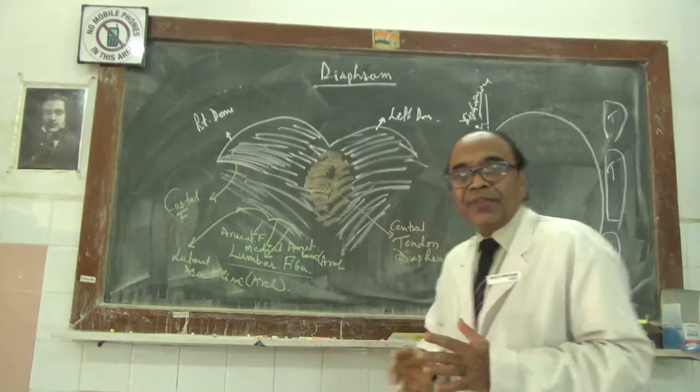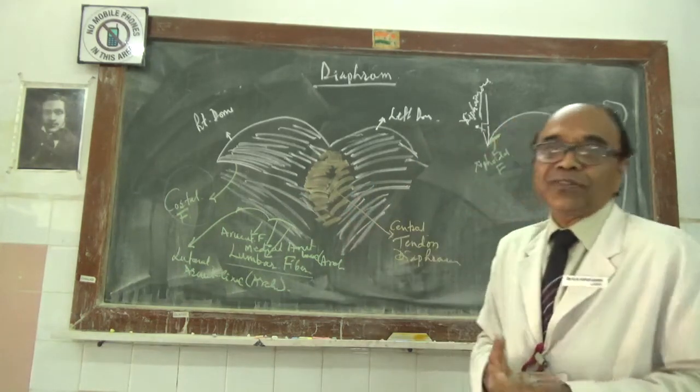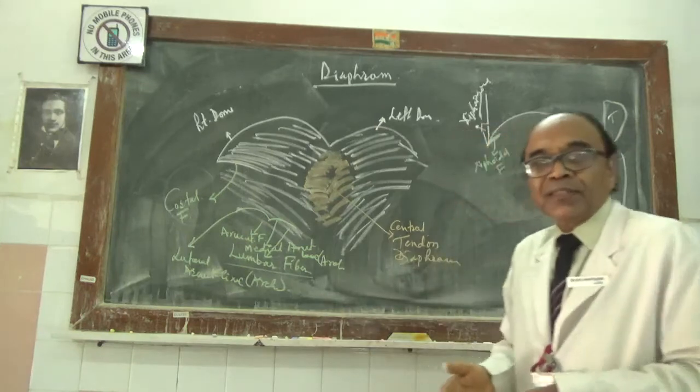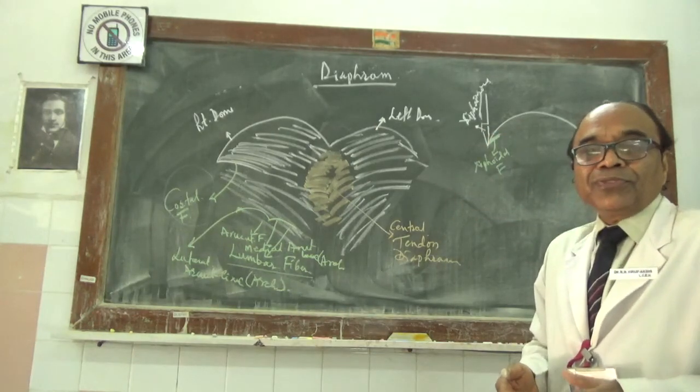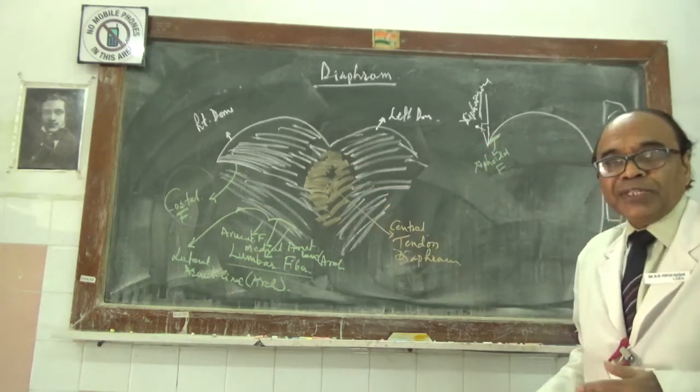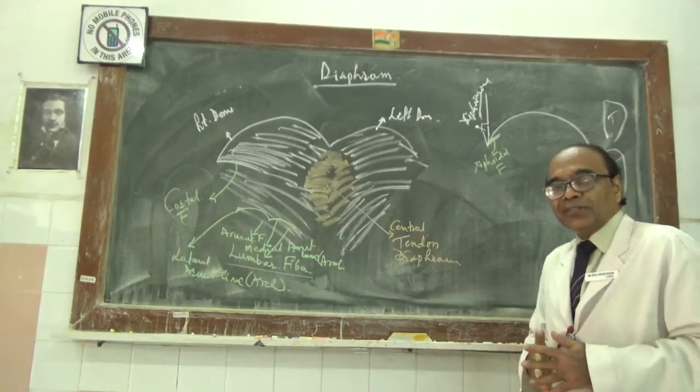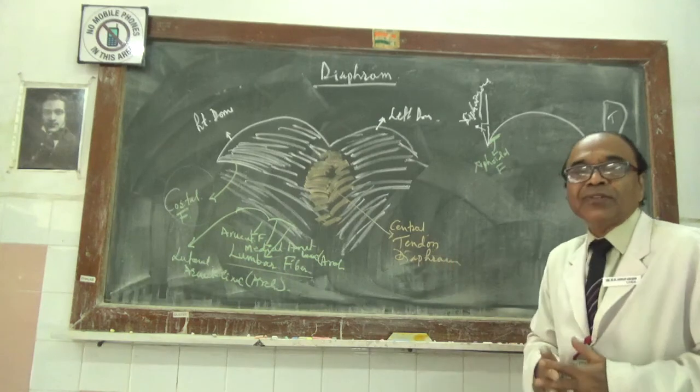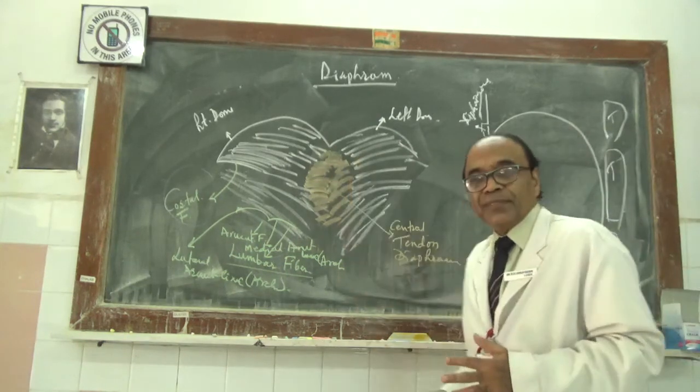the diaphragm, and this central tendon is a fusion of all the fibers of the diaphragm. Now this is totally whitish and aponeurotic, and since it is centrally placed, it is called the central tendon of the diaphragm.